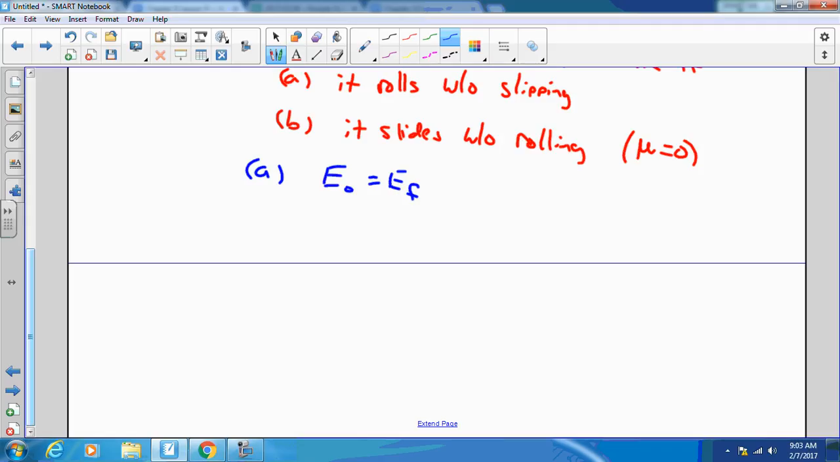It will experience a frictional force that will enable it to roll, but that frictional force is not going to take any energy away from it. It's simply going to take potential energy and convert that into rotational kinetic energy. So the energy of the initial system is just mgh. There's no kinetic energy at the moment of release. And the energy at the final state is going to be 1/2 mv squared plus 1/2 I omega squared.